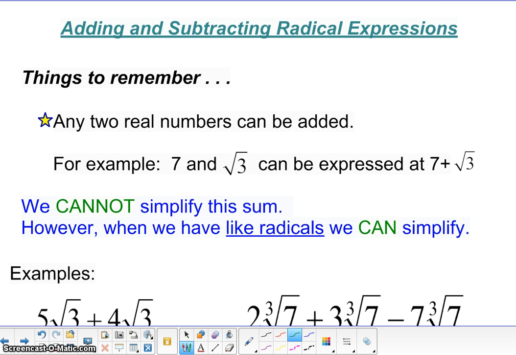All right, so when we're adding and subtracting them, there are certain things to remember.